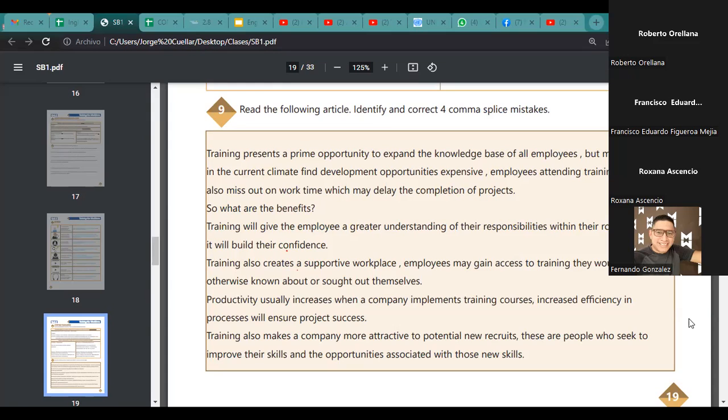What about the line that says productivity usually increases when a company implements training courses and increased efficiency in processes will ensure project success. Very good. That's the next one. So yeah, comma and increased efficiency in processes would ensure project success. Very good. Perfect. Okay, and the last one, of course, is the obvious one, right? What is it going to be?